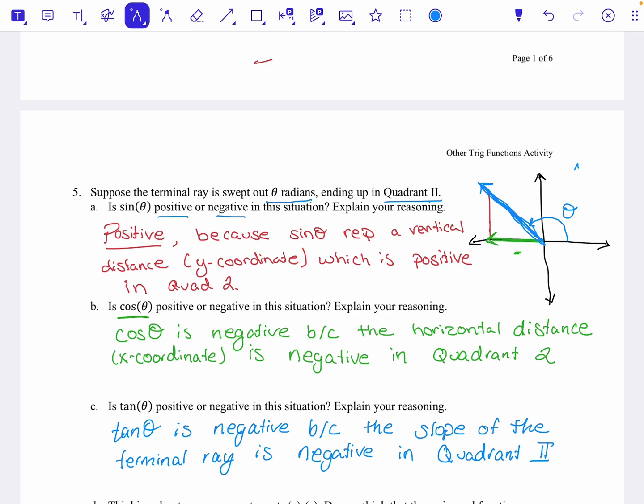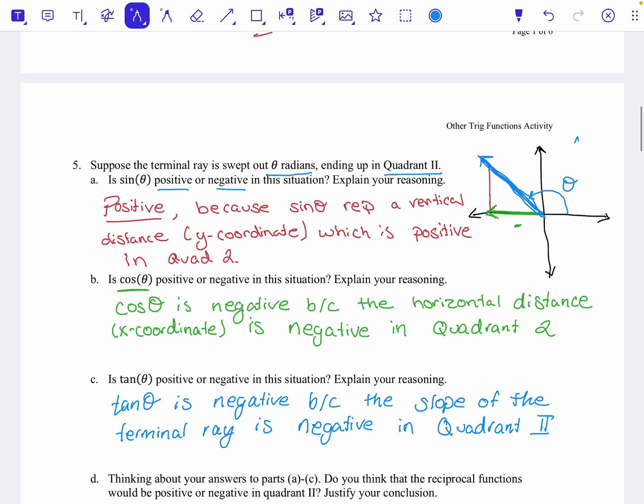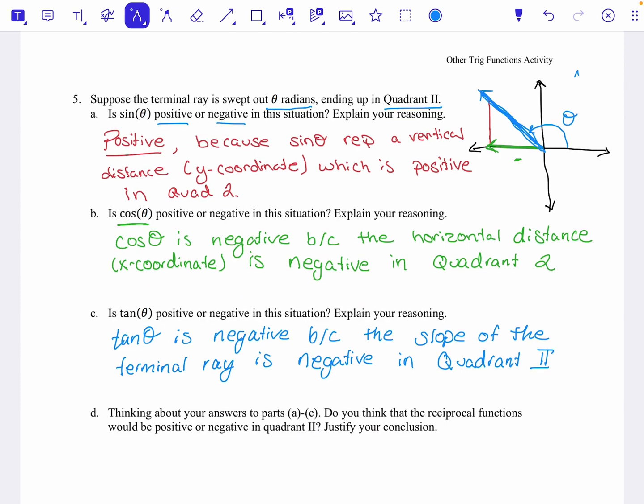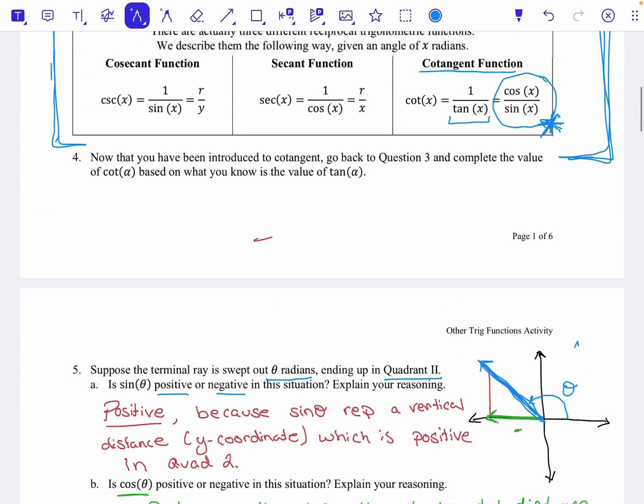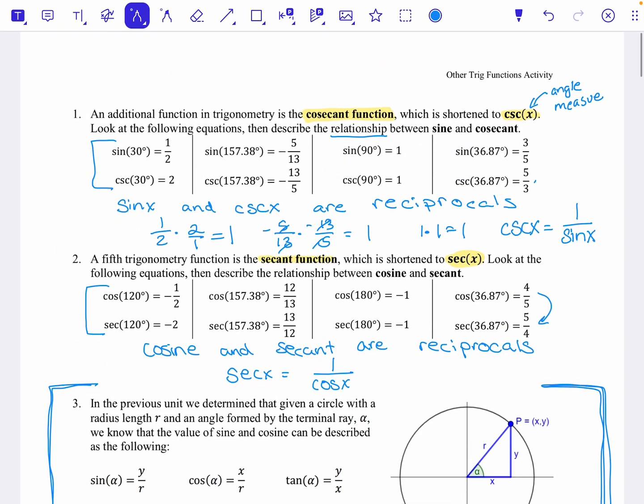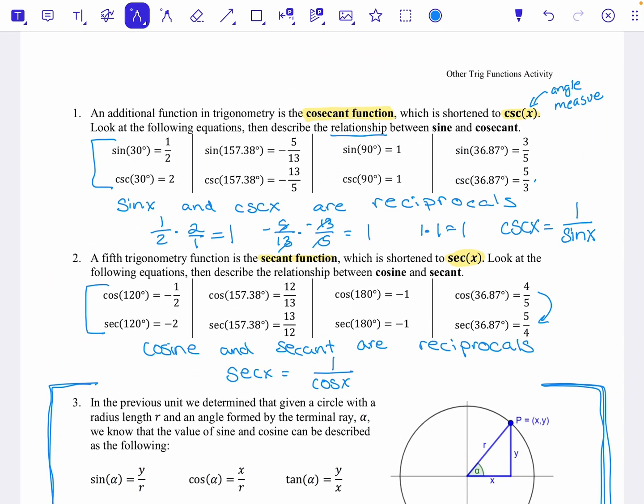So we have our three main trig functions. We know sine is positive, cosine is negative, tangent is negative. So what about the reciprocal functions? Where would they be positive or negative? Let's go back to some of those reciprocals we saw on numbers 1 and 2. What you should notice is that when the cosine value was negative, our reciprocal was also negative. And when sine was positive, our reciprocal function was also positive.